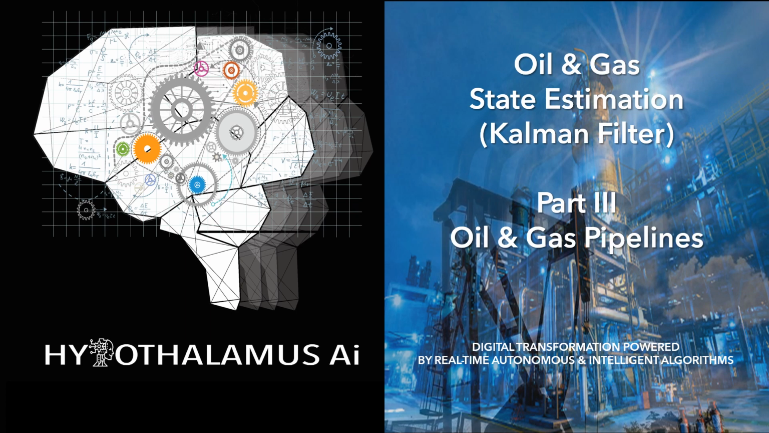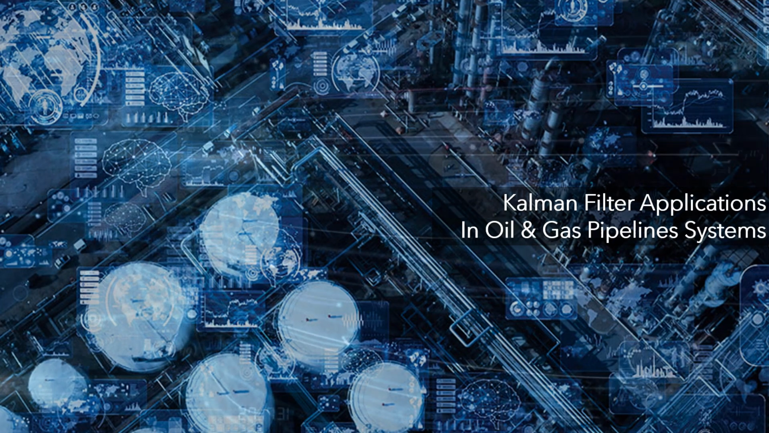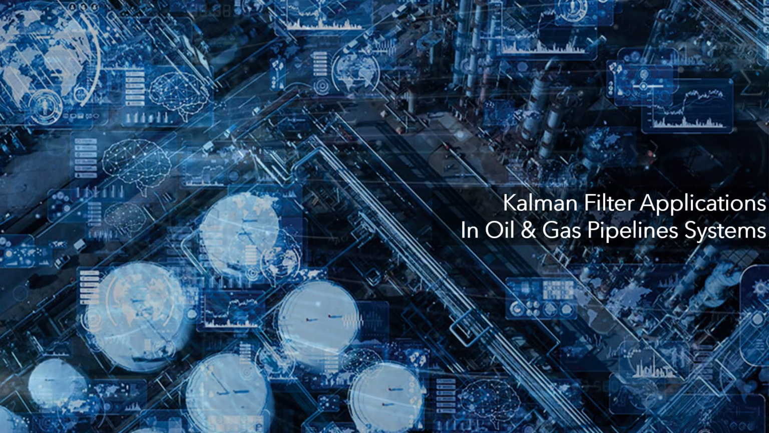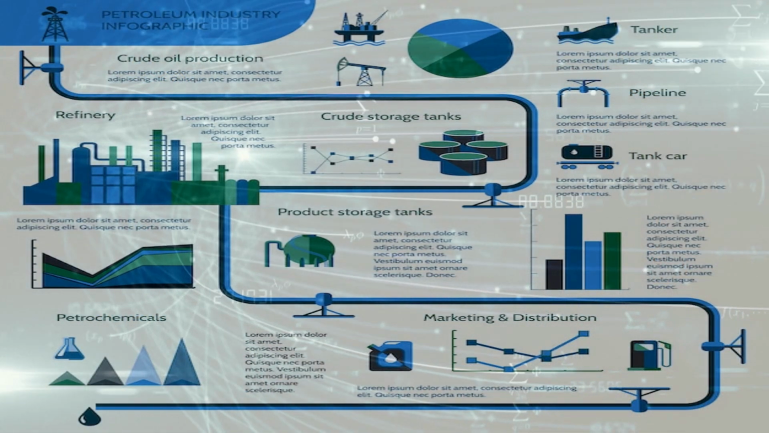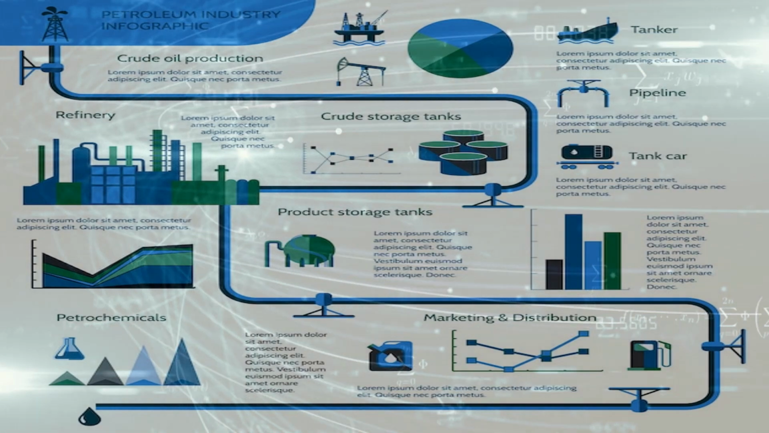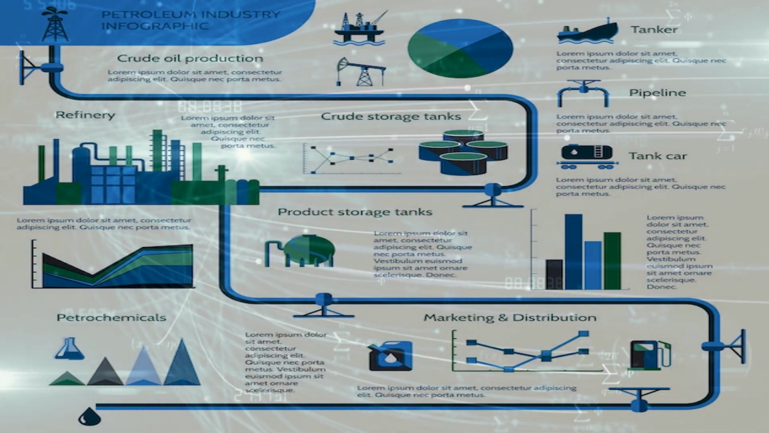Presents its artificial intelligence solutions for oil and gas state estimation. Kalman Filter. Kalman Filter applications in oil and gas pipeline systems. The image shows the chain of petroleum products. This video discusses use cases of the Kalman filter in transport of oil and gas using pipelines.